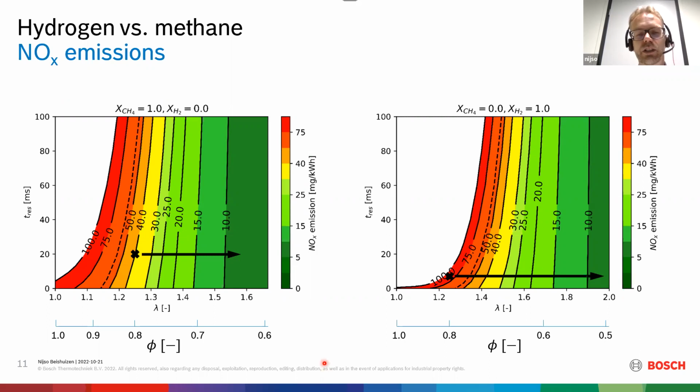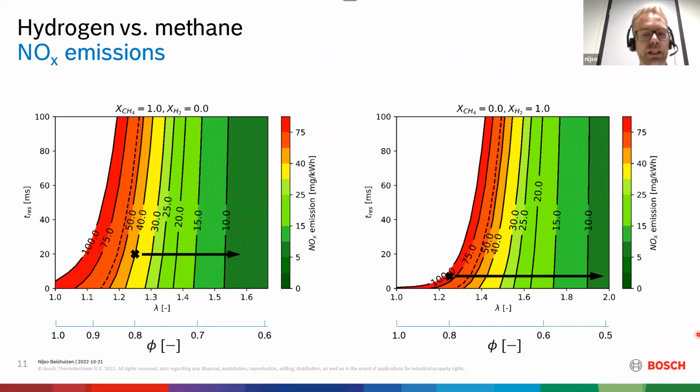So in the left figure, we see the NO map for methane, and in the right figure, we see the NO map for hydrogen. So we can look up the NO for our operating conditions. So our operating conditions were equivalence ratio 0.8, and let's say our residence time of a pocket of combustion products in the hot zone is 20 milliseconds. So our NO emissions are then 40 milligrams per kilowatt hour.